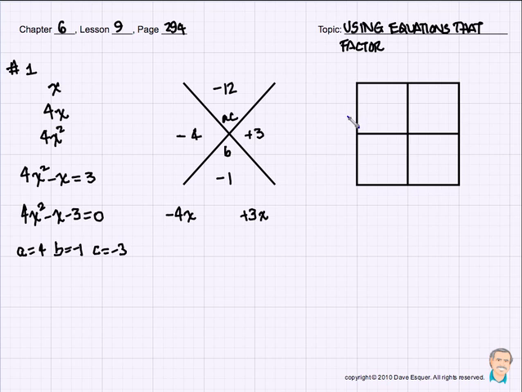We're going to go back to our quadratic polynomial. We're going to stick in the 4x squared in the upper left. We're going to stick in the minus 3 in the lower right. And we're going to place the minus 4x, and we're going to place the 3x. Now you notice how I placed the minus 4x adjacent to the 4x squared and the 3x adjacent to the minus 3. So by now we've got a pretty good handle on this.